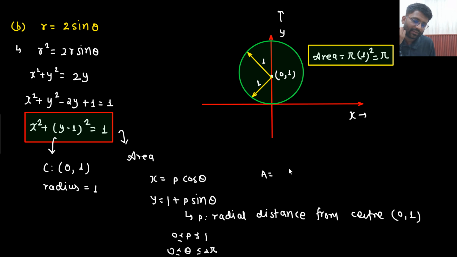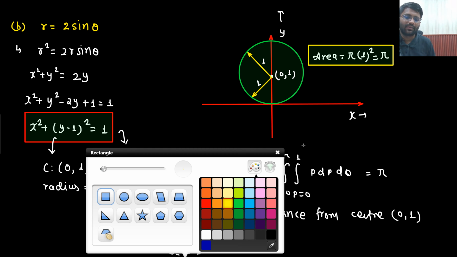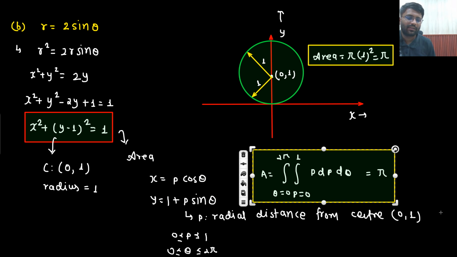So what will be the area, sir? Area will be the integral of p dp d theta. We used to write r dr d theta, so p dp d theta, with p going from 0 to 1 and theta going from 0 to 2 pi. You solve it, you will get the answer to be pi only. There you go.